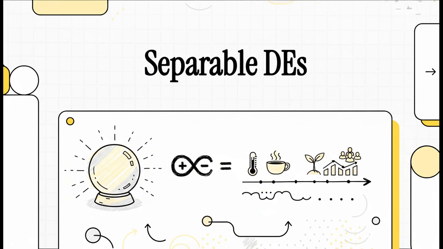Have you ever wished you had a crystal ball? I mean, who hasn't, right? Well, what if I told you that a special kind of math can actually let you predict the future? No, not the lottery numbers, sorry. But we're talking about the future of real, everyday things, like how quickly your coffee cools down or how fast a population might grow. Today, we're going to unlock that power.